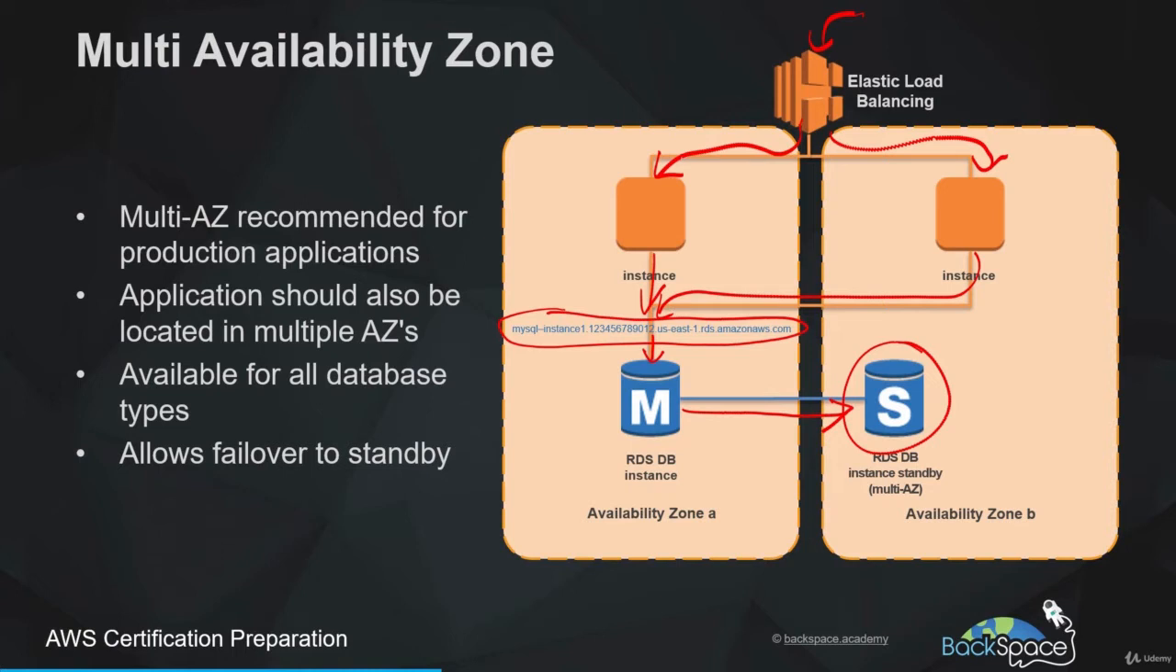Now, if, for example, an availability zone goes down or a database goes down, so this master database goes down and we've still got traffic going to it.